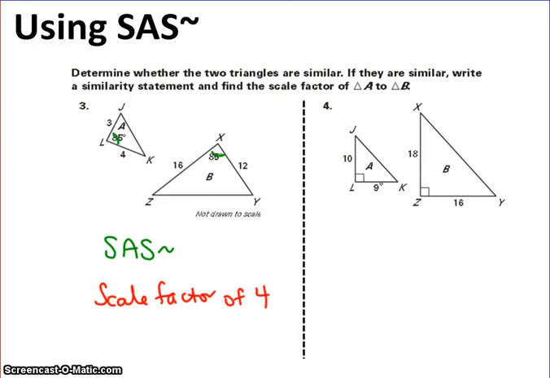Over here, I would need to find the scale factor. So 9 times what gives me 16? X equals 16 over 9. So that should be my scale factor. So if I multiply 10 by 16 over 9, oh, I do not get 18, do I? I get like 17.8. So it's close, but it's not the same. They're not proportional, so this would be not similar.